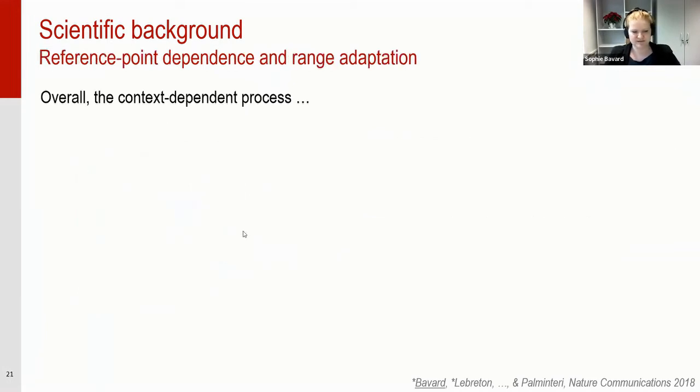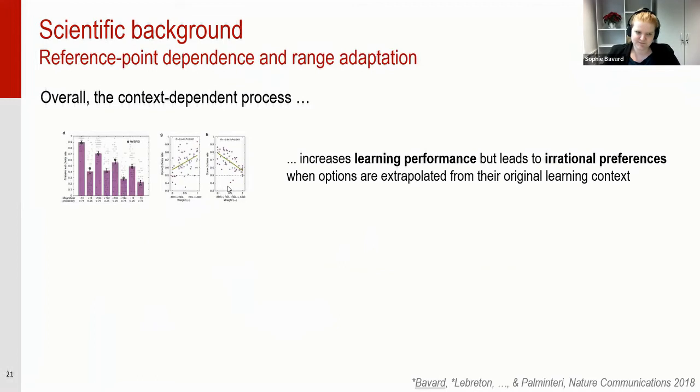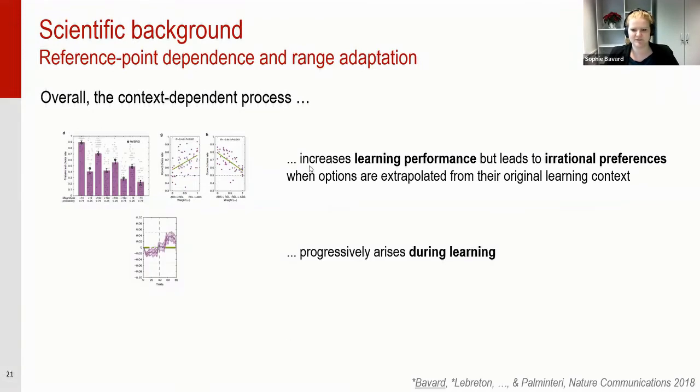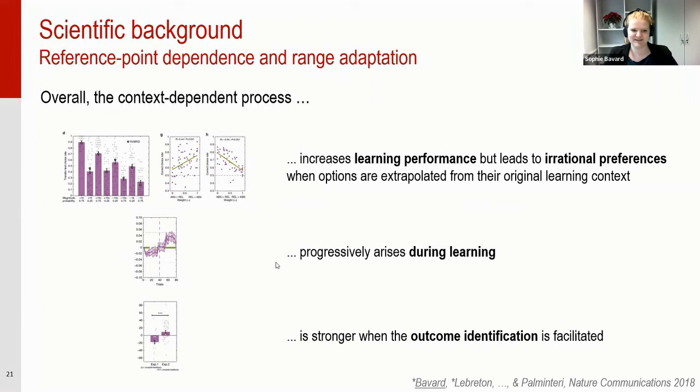So to conclude this study, our results show evidence for partial contextualization, which increases performance in the learning phase, but leads to more irrational preferences when the options are extrapolated from their original context, so in the transfer phase. We found that this process progressively arises during learning and is stronger when the outcome identification is facilitated.